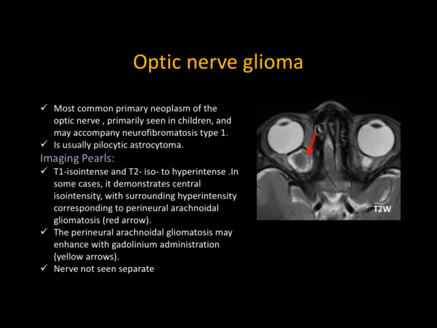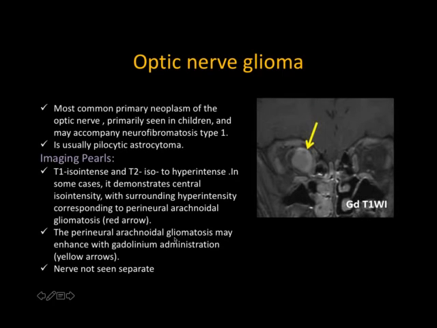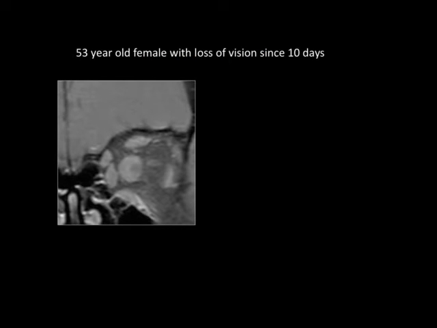This is optic nerve glioma. See the enlargement of the optic nerve, and those cystic areas are actually perineural arachnoidal gliomatosis. These will enhance. See how they enhance, compared to the caliber of the optic nerve. This is optic nerve glioma. Okay, next.